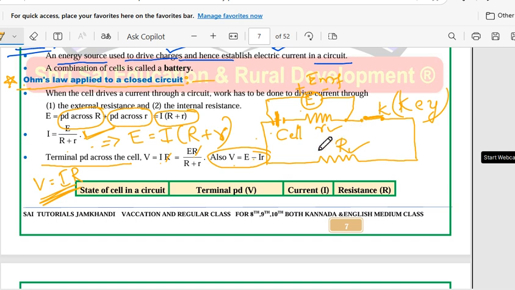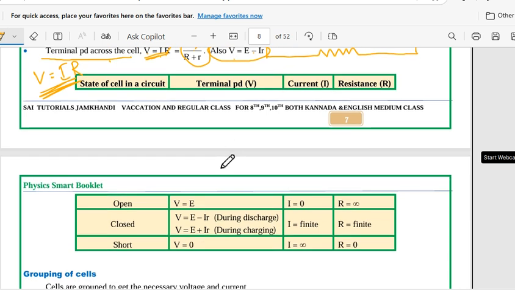Then the current across the circuit will be given by E divided by the combination of internal resistance as well as external resistance. So the terminal potential difference is V equal to IR. If you substitute the equation, you will get the formula, Ohm's law applied to a closed circuit.